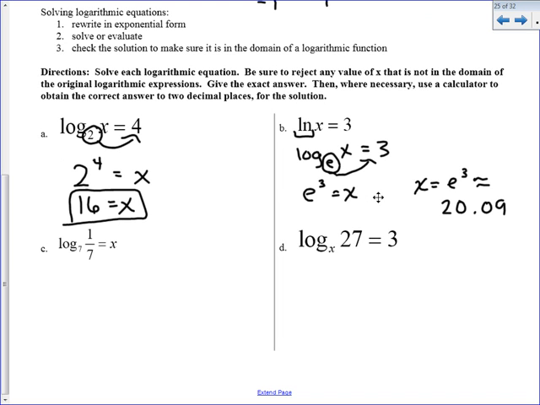For you, you've got to work right to left. Enter 3, and then second. That's it? Yeah, it doesn't have a whole lot of multiplying like the other problems did. So you need both of those, though, because it wants exact and approximate. E to the third's exact, approximate 20.09. Questions?